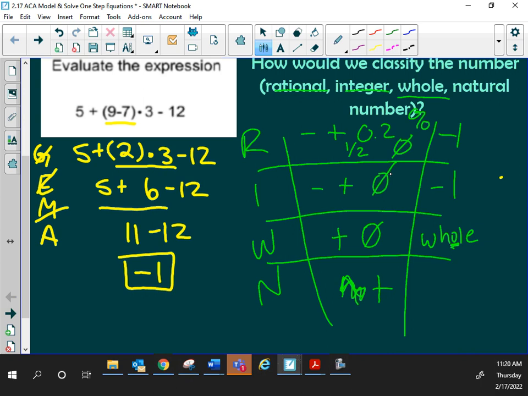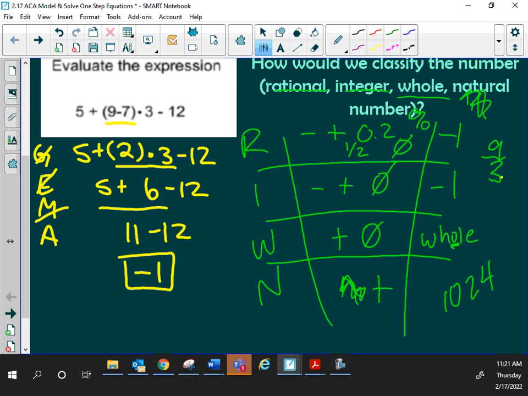Okay, let's do another number. If I did 1024, if I put it in, is it rational? Is it integer? Yes. Is it a whole number? Yes. Is it a natural number? Yes. Most specific would be natural numbers. Okay, last one, if I did 9/3.